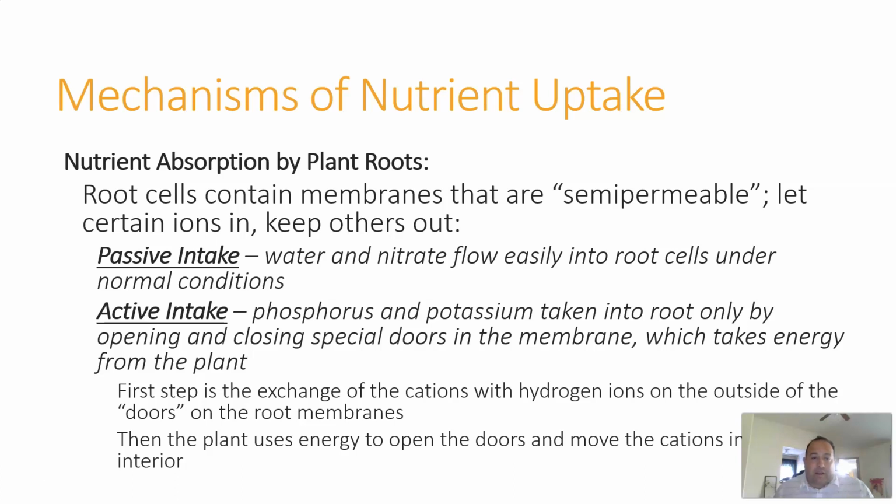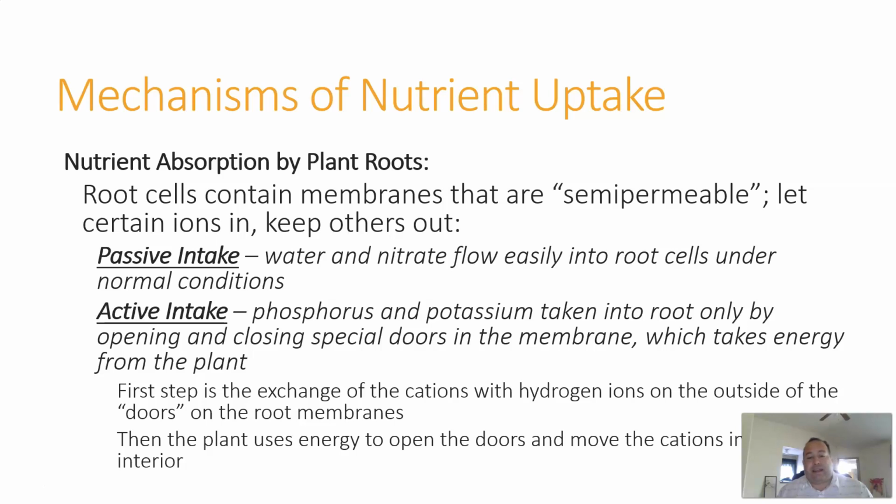So how do the plants get them from the soil? So that's where the plant roots come into place. So the root cells contain membranes that are semi-permeable, so certain ions can come in, but some other ones can come out. And we've got two forms here. So we've got passive intake, we've got active intake. So in passive intake, water and nitrate flow easily into root cells under normal conditions. When you've got active intake, phosphorus and potassium are taken into the root only by opening and closing special doors in the membrane, which takes energy from the plants.